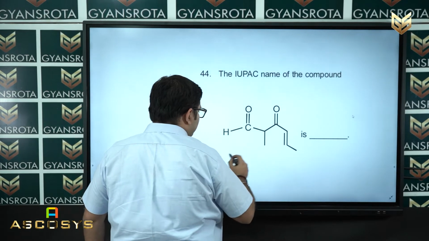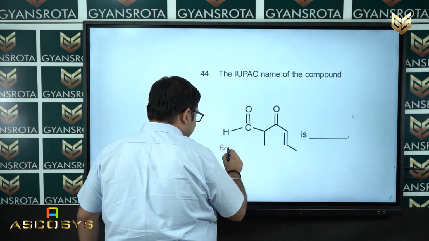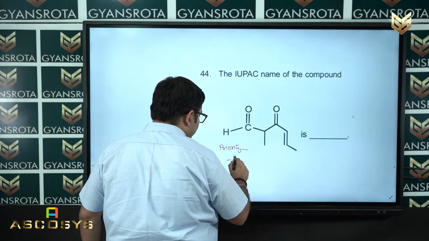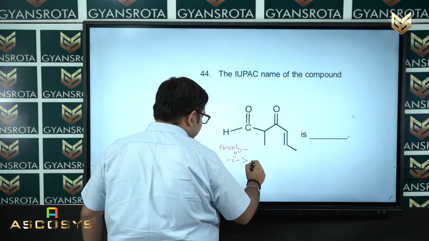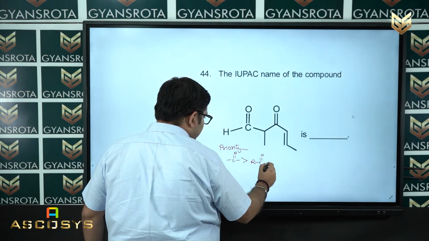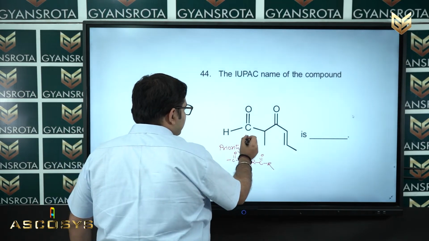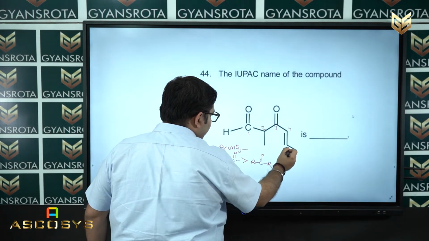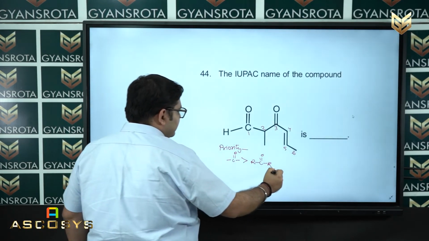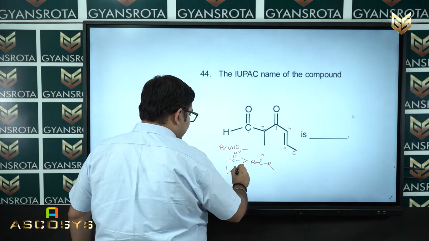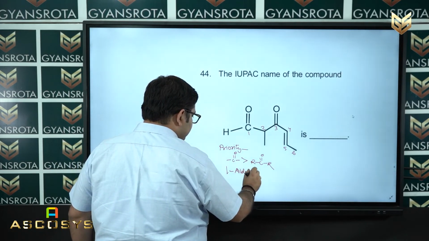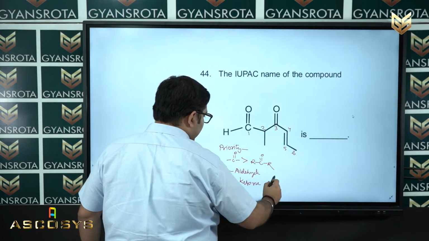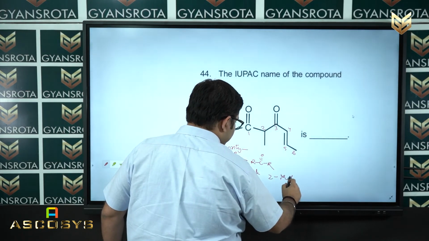So for this you have to know the priority order. The priority of the aldehydic group will come first, then your ketonic group. Your numbering starts from this position: 1, 2, 3, 4, 5 and 6. In position one you have an aldehydic group, in third position you have a ketonic group, and in the second position you have a methyl group.